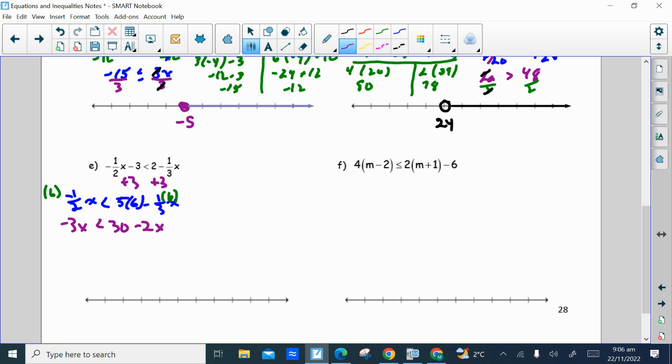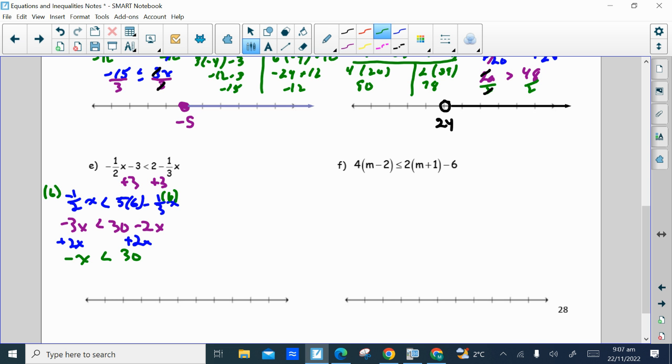So this is how we multiply everything by 6, because we get rid of the denominators. Again, the 6 divided by the 2 is 3, times negative 1x is negative 3x. The 5 is also multiplied by the 6 to give us 30. And the 6 divided by this 3 is 2, times negative 1 is negative 2x. So now what I would probably do is add the 2x to both sides, but that's still going to give us a negative on the left, and that's fine. We can deal with that. Negative 3x plus 2x is negative 1x, and that has to be less than 30.